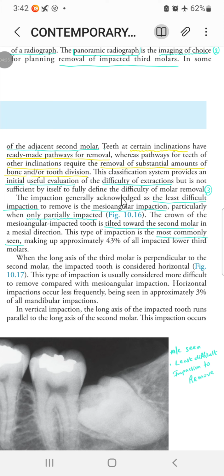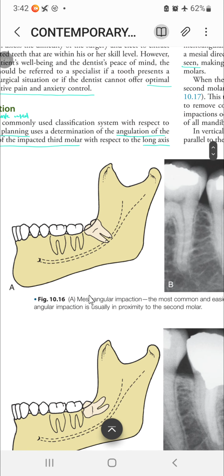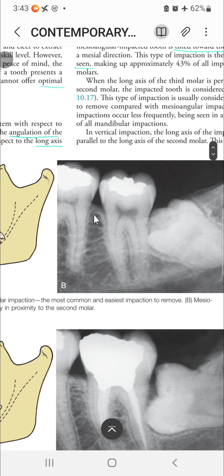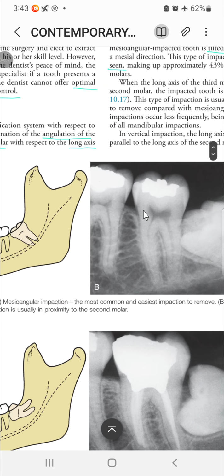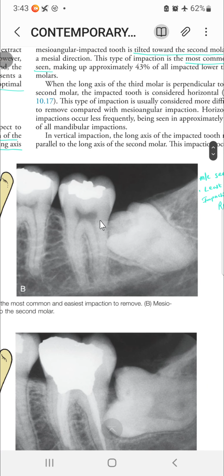The impaction generally acknowledged as the least difficult to remove is the mesioangular impaction, particularly when only partially erupted. You can see in figure 10.6 a mesioangular impaction, which is the most common and the easiest impaction to remove. Picture B showing the mesioangular impaction is usually in proximity to the second molar.